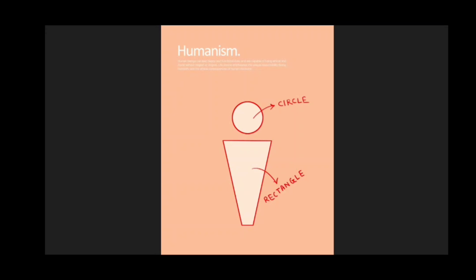These two shapes are making an icon, and we can easily understand that the circle is the head of a human and the rectangle is the body. This is how the elements are working to create minimalistic graphic design.